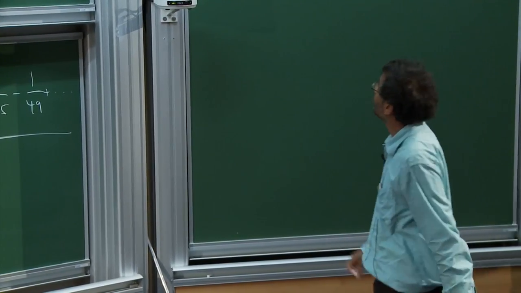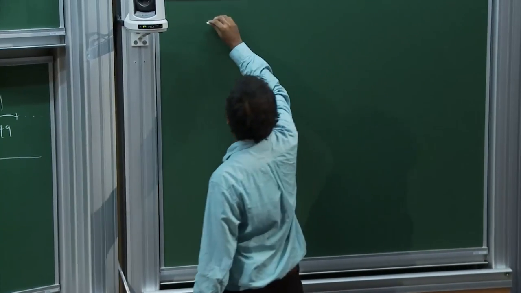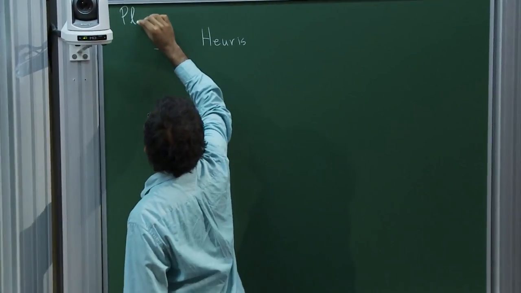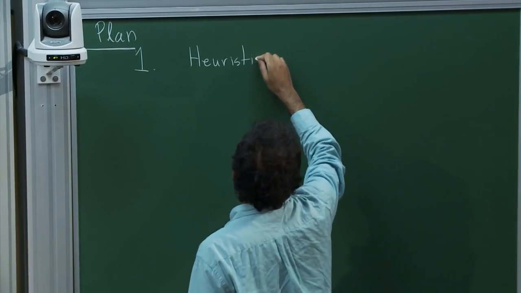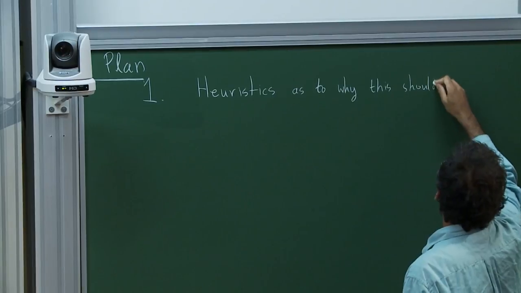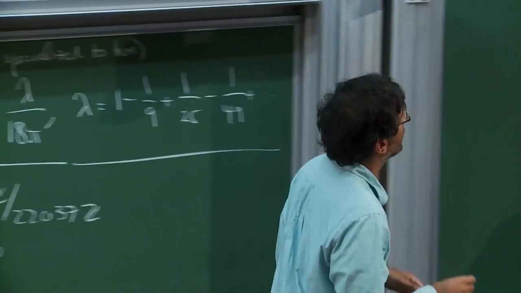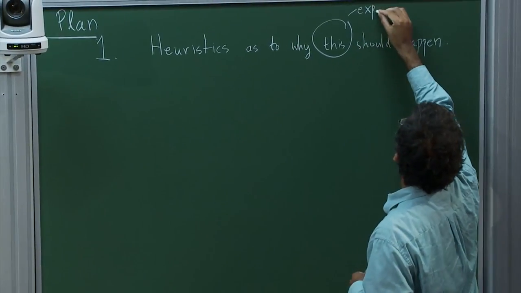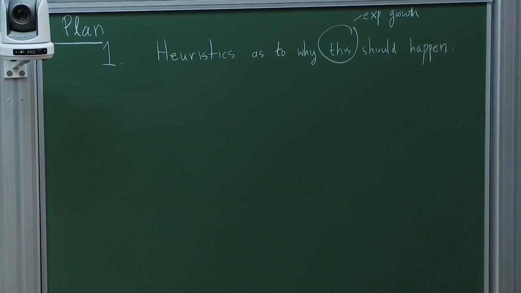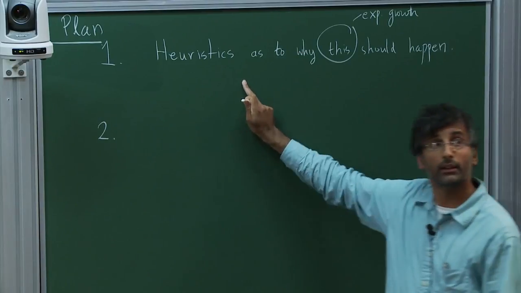All right, so here's what I'll talk about. The first thing I want to talk about is, I'll describe two heuristics. So this is kind of a plan. Heuristics as to why this should be true. When I say this, I mean this exponential growth of this. I'll describe two heuristics for it, and they're quite different, so they both have some advantages and some problems. But I guess probably this will already take up the rest of the time today.